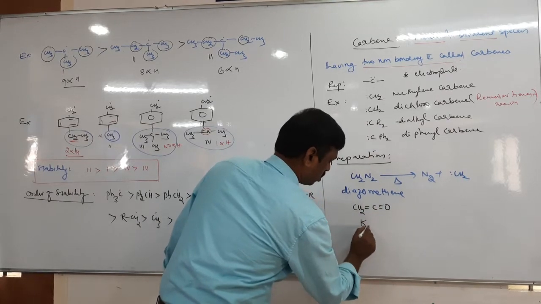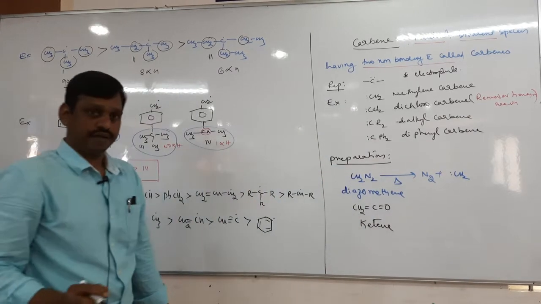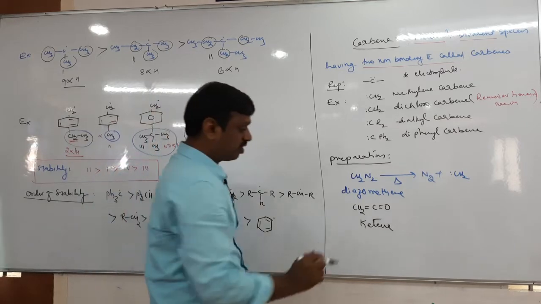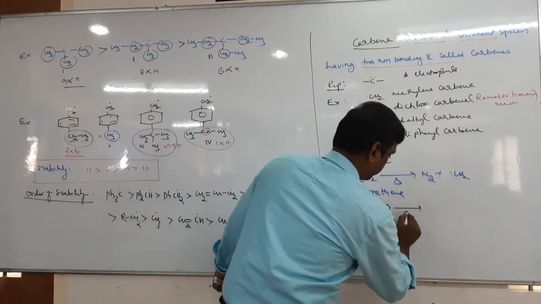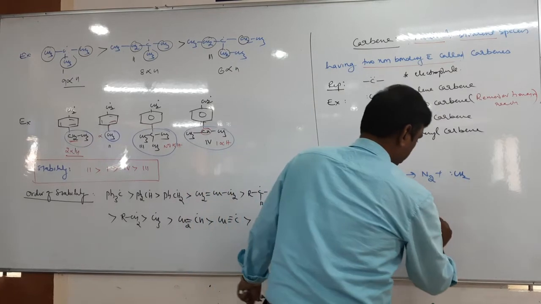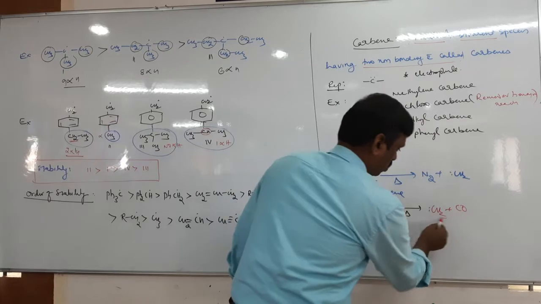This is called ketene, methyl ketene, not ketone, it is ketene. On heating, this bond will be broken, you will get CH2 plus CO formed. This is also a carbene.